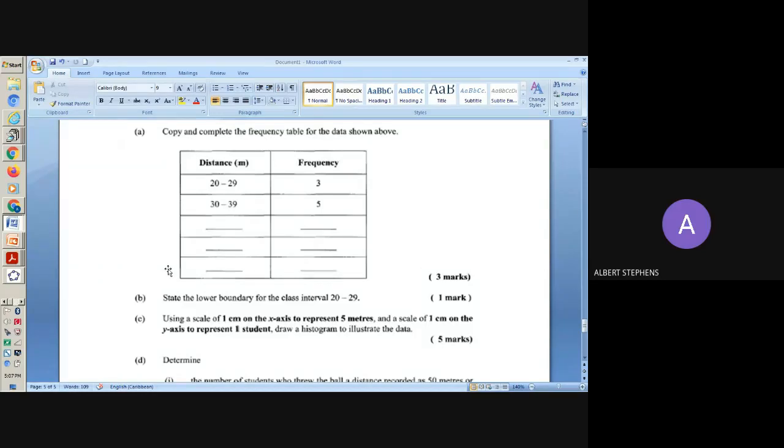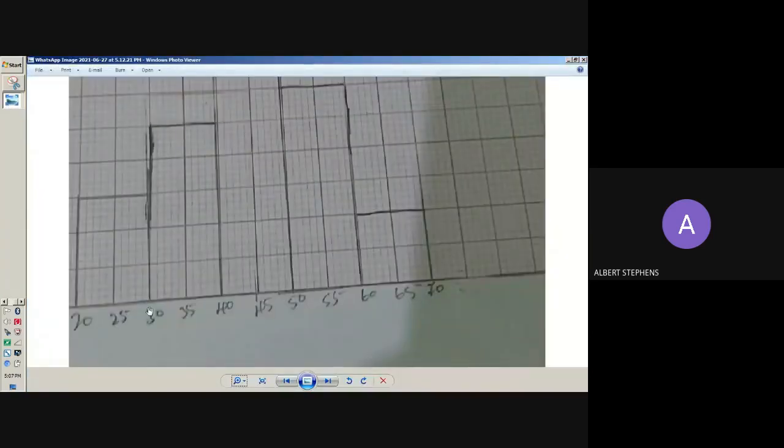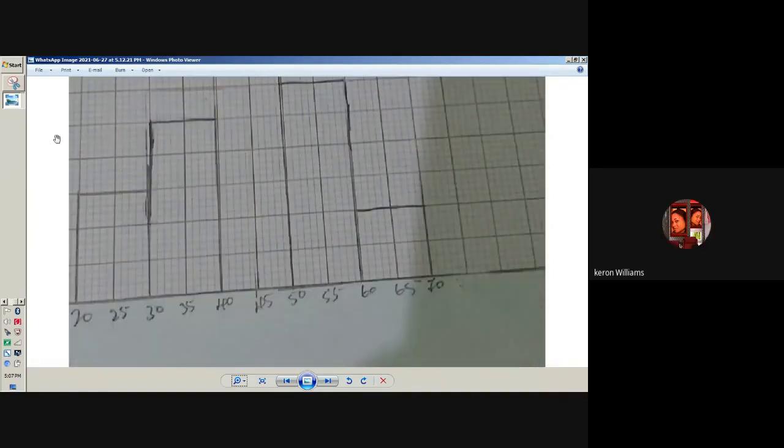Let me show you something. Look at this. You have 20 to 29, not true? And then what's the other number? 30 to 39. So that means that if you were using this, there's going to be a gap. There has to be a gap, not true? Yes, because the 29 would stop right here, and then you have a small gap. So each of these should have a little gap.